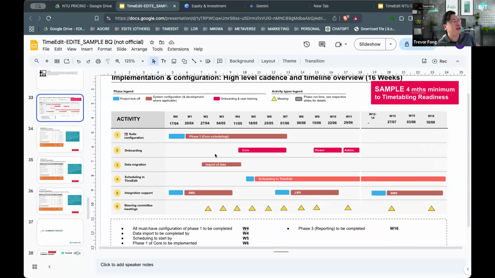So if you can see this slide, this is just an example. We don't do everything in sequential order. We can set up the configuration in parallel with sometimes the integration support, and then we can compress the timeline as well. Depending on the level of desire for compacting the time, we can also deploy more implementation managers. But all this also requires your team on your side to commit time to the project. So it also depends on whether they have the time to actually interface with us to implement the project. But this gives you a rough idea, just for core and viewer, of the spread of things.